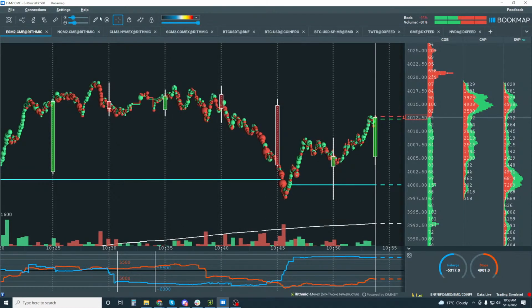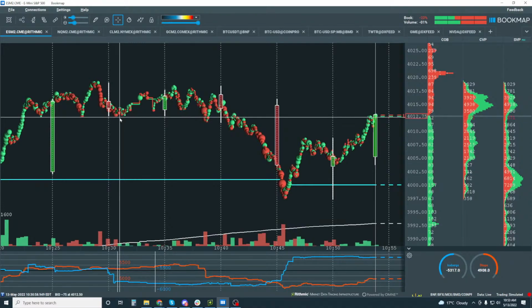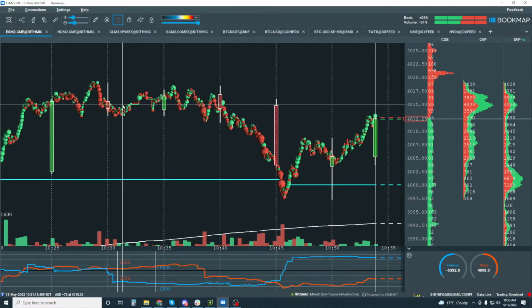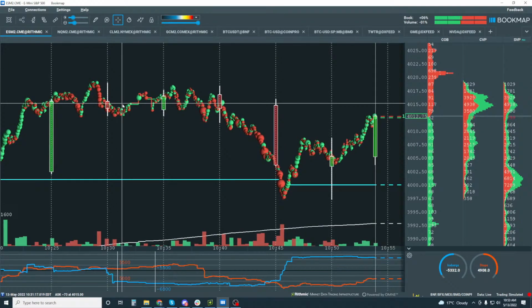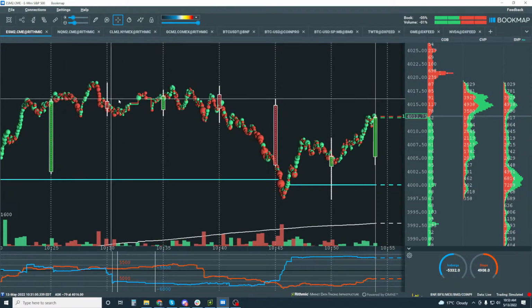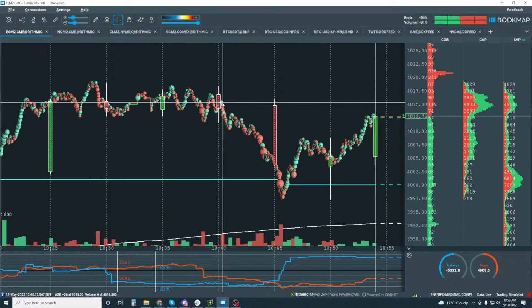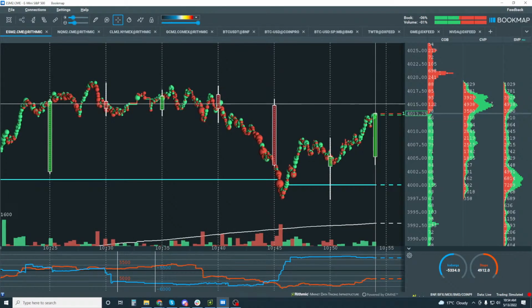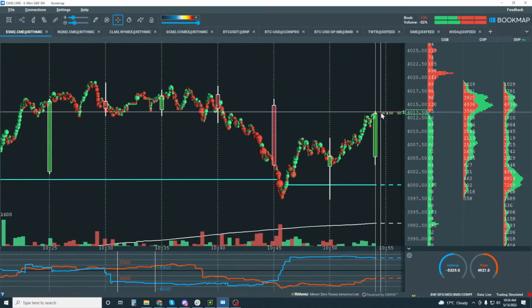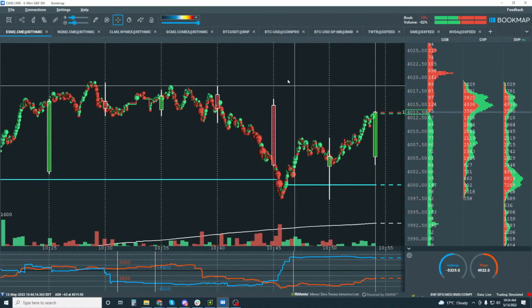All right, and then we can look at structure in here as well. Here, bottom of the structure, we're already testing it. So now the next move for buyers is to get back into the value area of this range, and that's the point of control, right here at 15. So now we need to see buyers trade up to 15, and that would be the target.